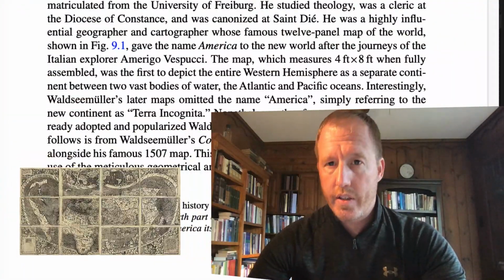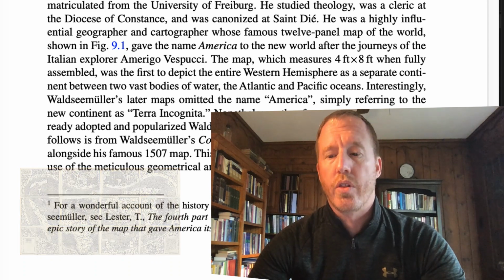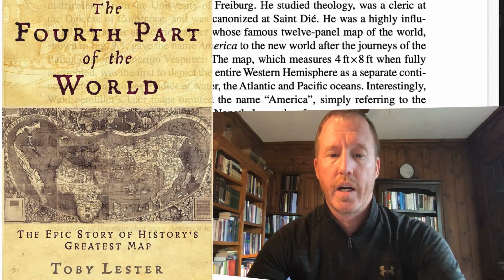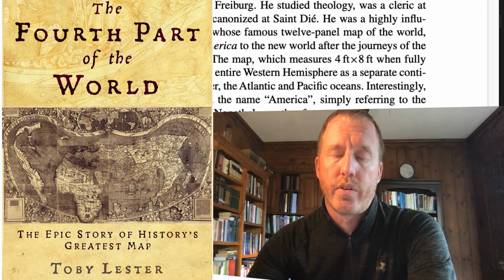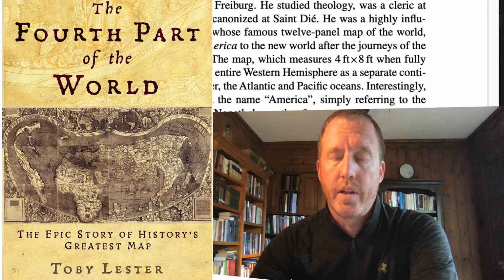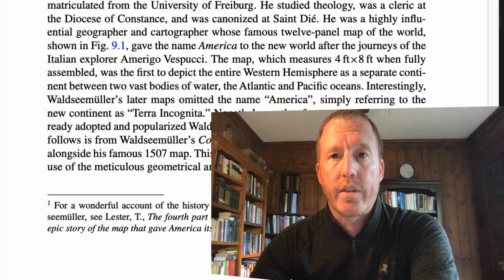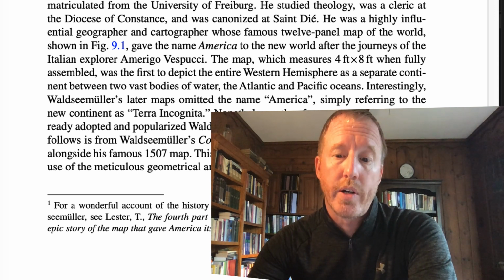If you're interested in this kind of thing, and specifically the history of map making, there's a wonderful book called The Fourth Part of the World. That is a book that tells this fascinating history of this particular map, Martin Waldseemuller's famous map. Interestingly, this map right now is on display in the library at the Thomas Jefferson Building. It's owned by the United States Library of Congress.